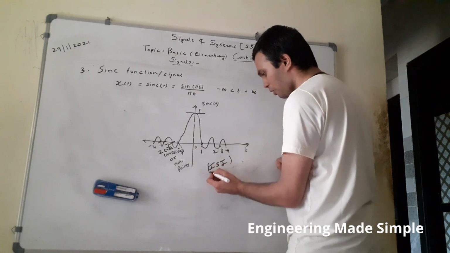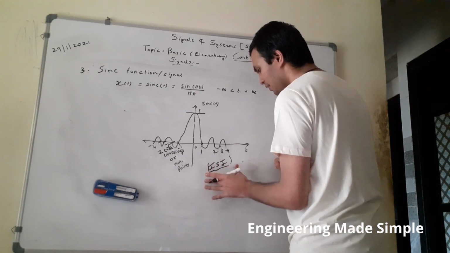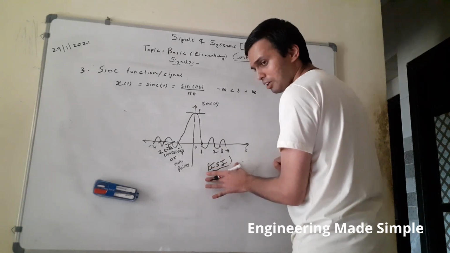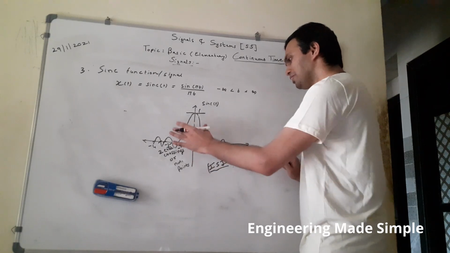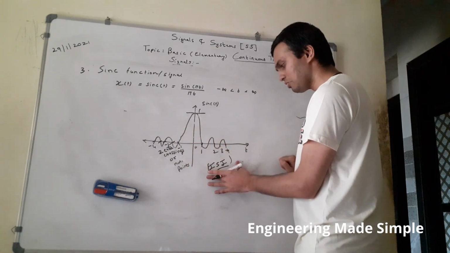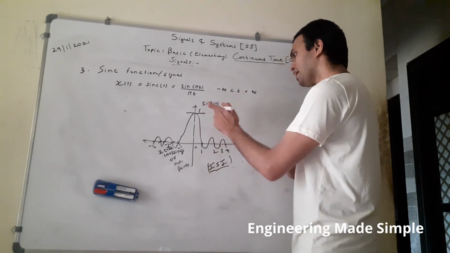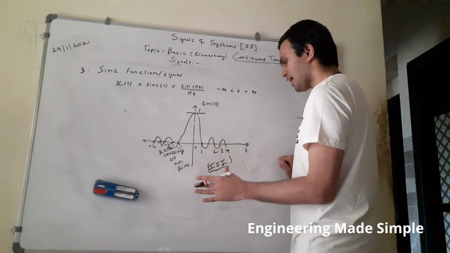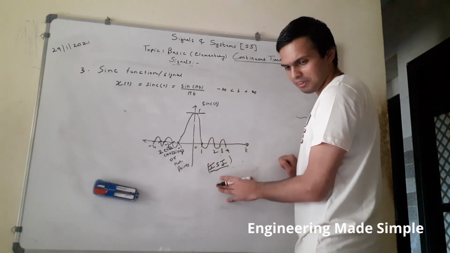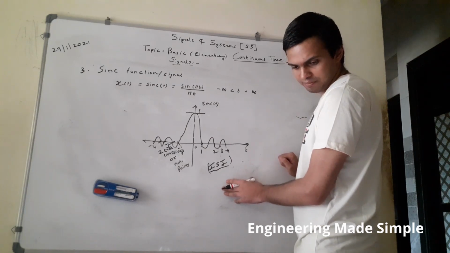So intersymbol interference is actually a problem. When you study digital communications, they will teach you how this sinc function helps you reduce this problem of intersymbol interference. And another important usage of this sinc function is in the sampling theorem. That we will discuss later. For the time being, just note down this signal.